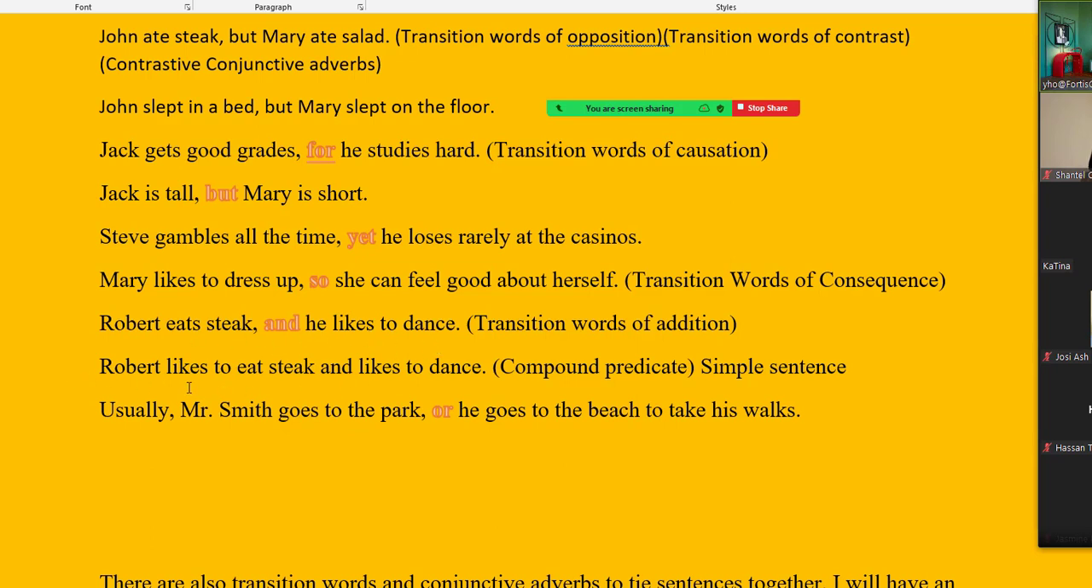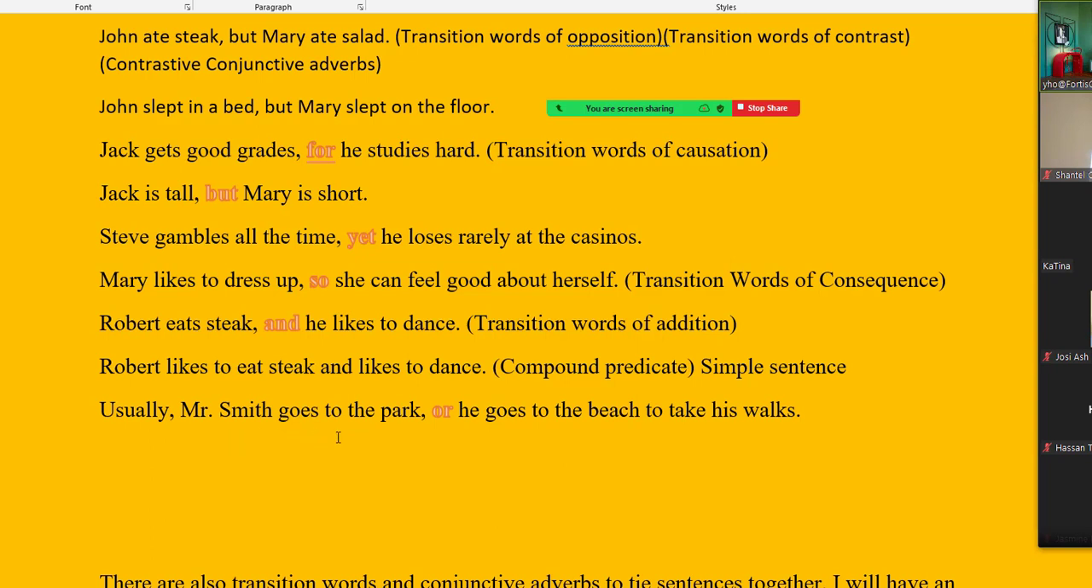But if you say Robert likes to eat steak and likes to dance, this is a simple sentence because Robert likes to eat. Robert is the subject, and then you have a compound verb. Compound verb means you have two verbs. So likes to eat and likes to dance. So basically you have subject plus verb equals a simple sentence. Does that make sense? So don't confuse. A lot of students confuse this with a compound sentence.